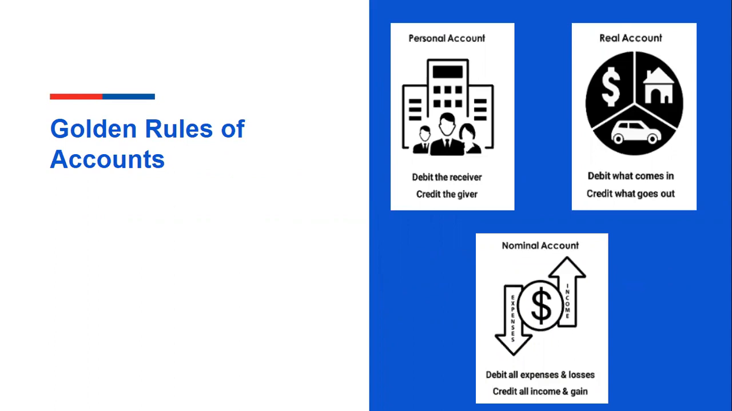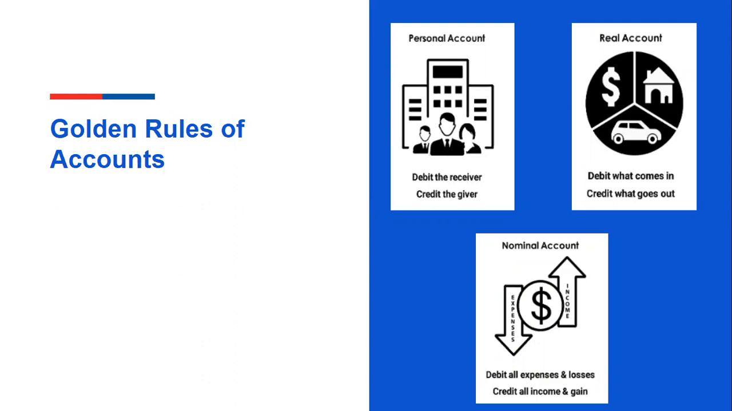Personal account means any person or organization involved in the transaction, like your customer, your parties, your employees. If any person or organization is involved in the transaction, this is a personal account. The golden rule is: debit the receiver and credit the giver. If a person is receiving the money, he is the receiver, so you have to treat him as debit in the transaction.